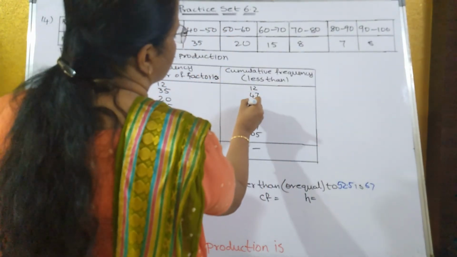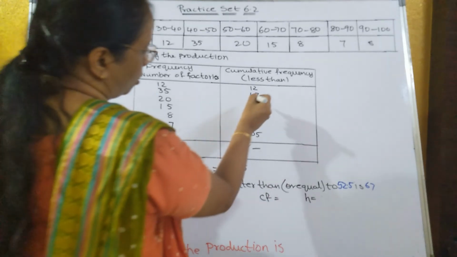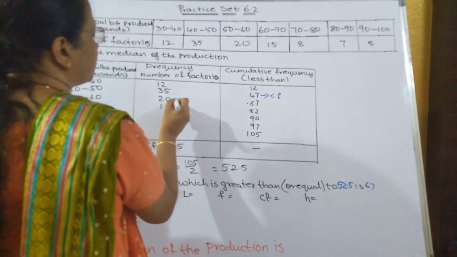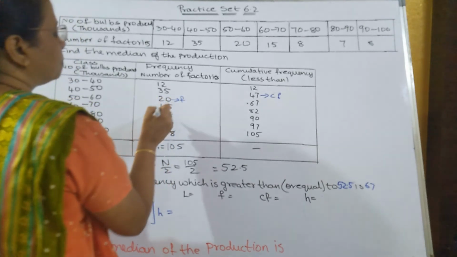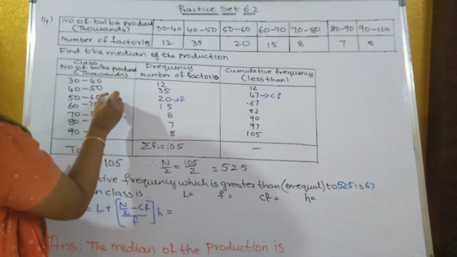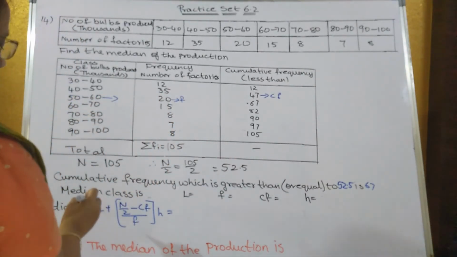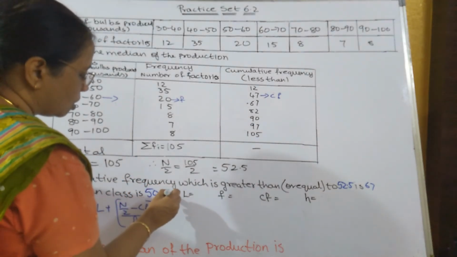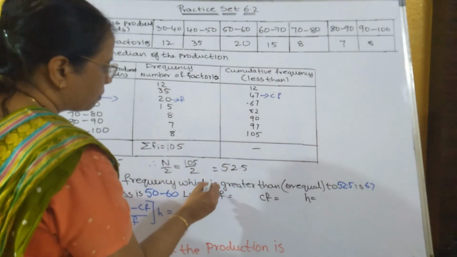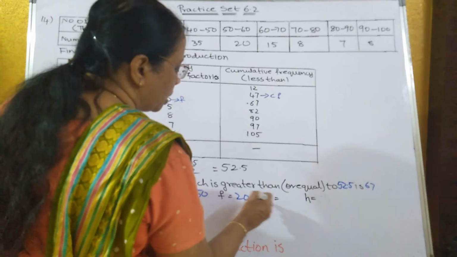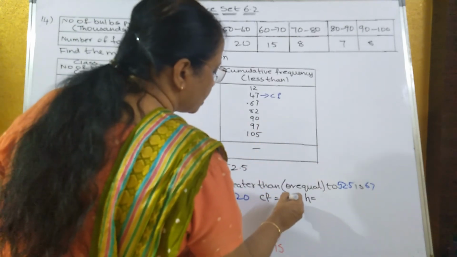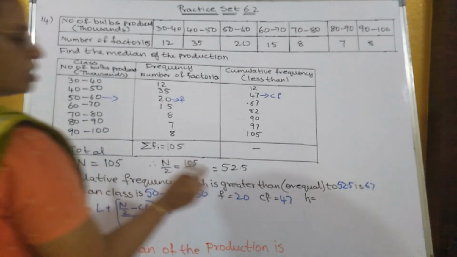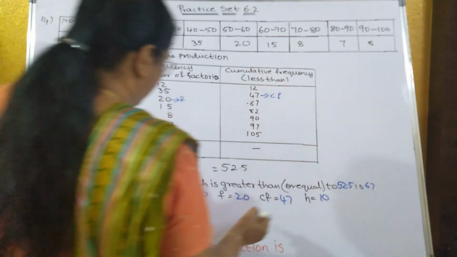So cumulative frequency which is greater than 52.5 is which one? 67. So 67 is the cumulative frequency. You have to take this cumulative frequency, and the frequency will be what? 20. And which class you will take? This one. So median class is which one? 50 to 60. So lower class limit is how much? 50. Frequency is what? 20. Cumulative frequency is what? 47. And h is equal to what? The difference between 40 and 30 is how much? 10. So h is equal to 10.